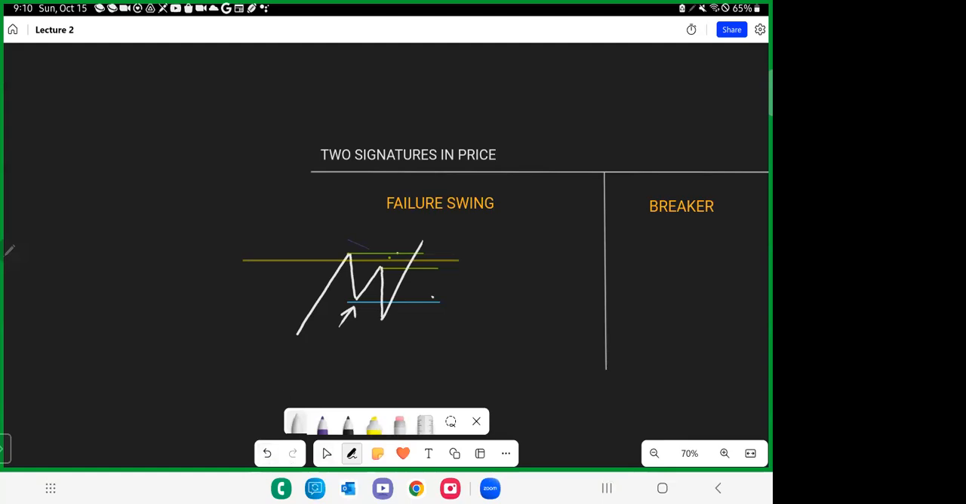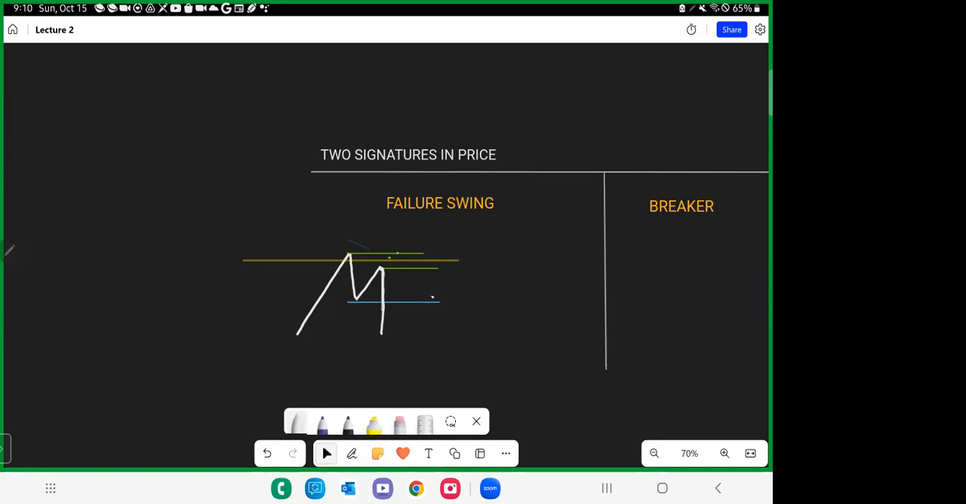Now, in me saying that, that doesn't mean don't trade failure swings. Actually, I prefer to see a failure swing. But there are key points in terms of how we engage with this, and you're going to see why this is important once we start talking about swing highs and swing lows. So that's our failure swing.